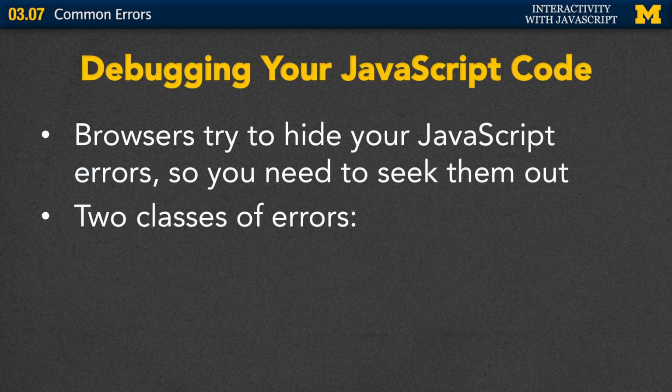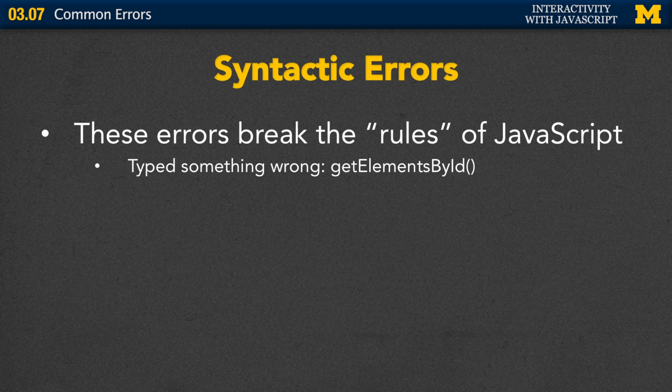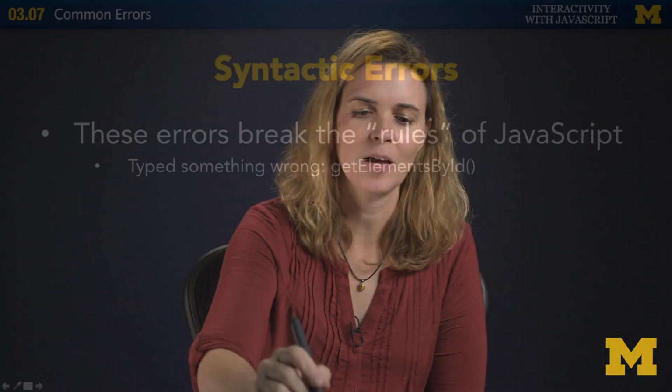There are two classic types of errors in programming. They're called syntactic errors and logic errors. With syntactic errors, what you've done is you've broken some sort of rule of JavaScript. So perhaps you typed something wrong. This might look right at first, getElementsByID, but it's important to remember that it's actually getElementById. A simple typo that breaks the rules and says, hey, we don't have a function called that.